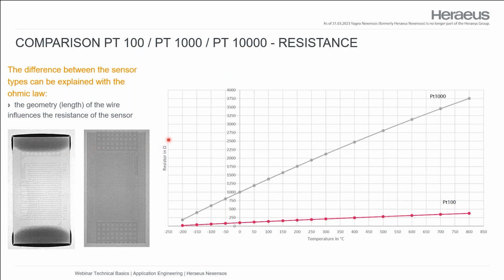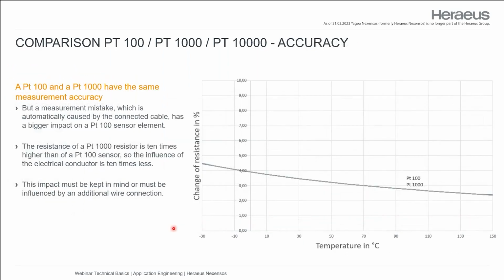This is because here we have the resistance and here the temperature. If you show this characteristic in a different way, like here, where we show the change of the resistance in percentage over the temperature, then you see both curves are more or less on the same level.